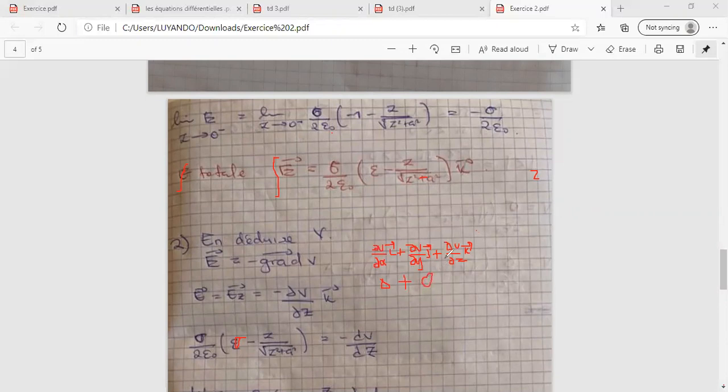So we're going to have negative grad V, which is what I wrote here. So my E is equal to negative grad V, which means my E equals negative dV over dz, which is what I have here.